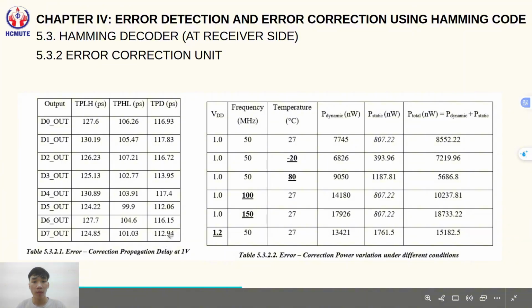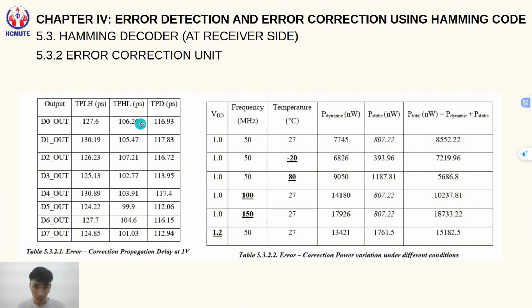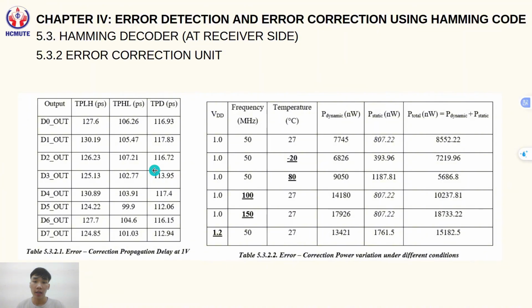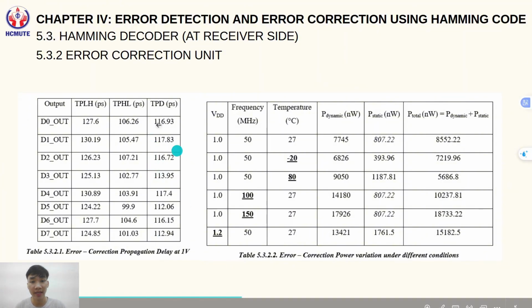And here is the propagation delay. The average output delay ranges from 112 to 118 picoseconds, indicating fast response and high stability across data channels.